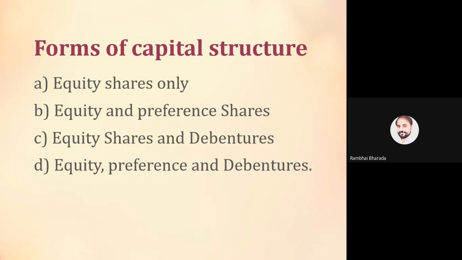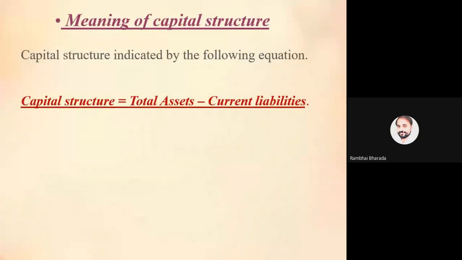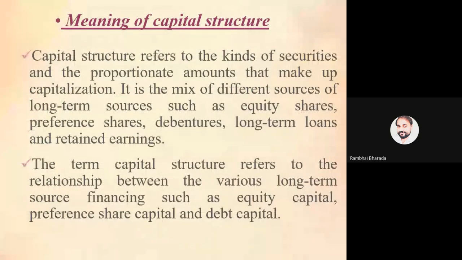Okay. So let us look once at the theoretical points that remained. So it is the mixture. First para, third line. It is the mix of different sources of finance like equity, preference, debt, long-term, and retained earning. Are we clear? It is a mixture. It is a combination of equity, debt, preference, and retained earning or internal sources.